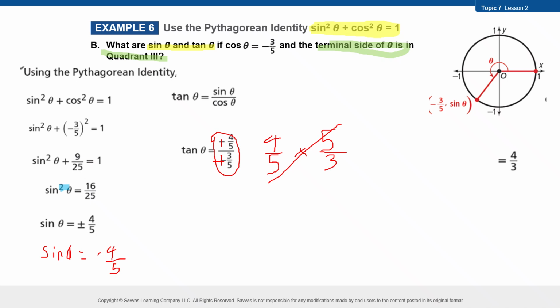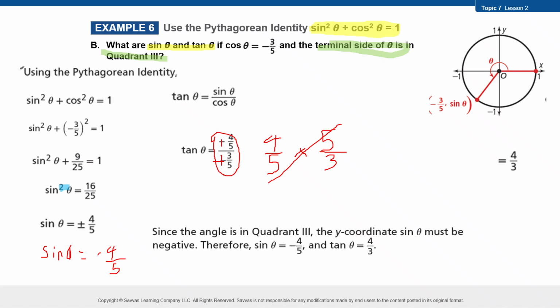And we know that in tangent everything's positive. So since the angle is in quadrant 3, the y coordinate, sine, must be negative, therefore sine is negative 4/5, and tangent is going to be positive 4/3. So that's how you do this problem.